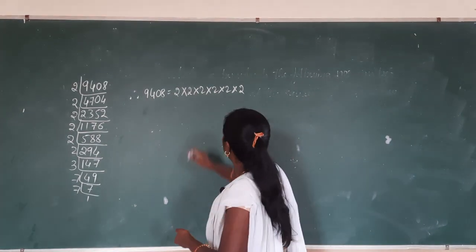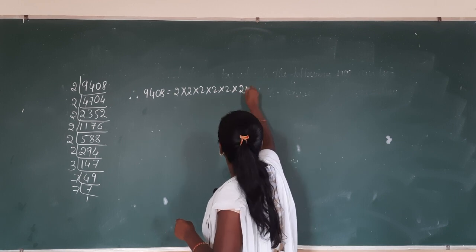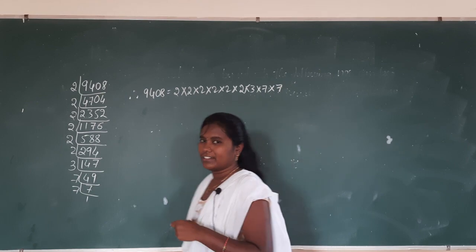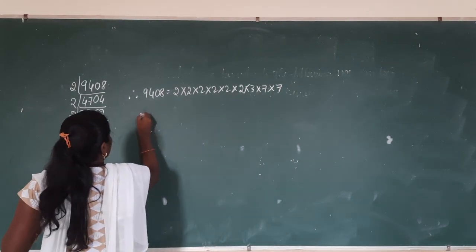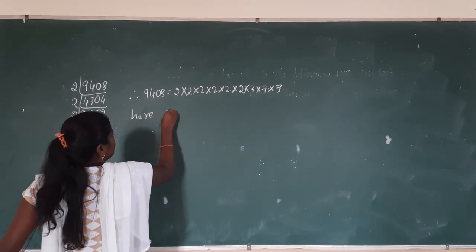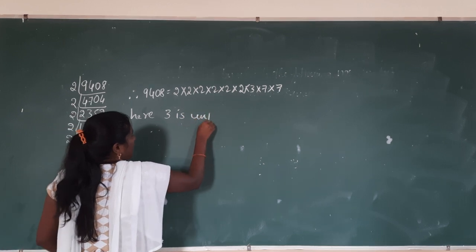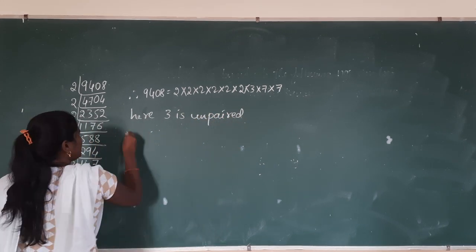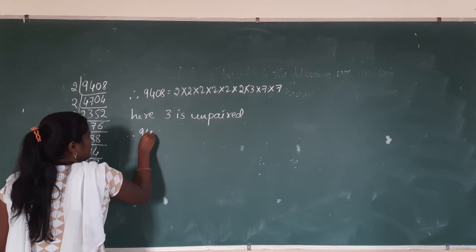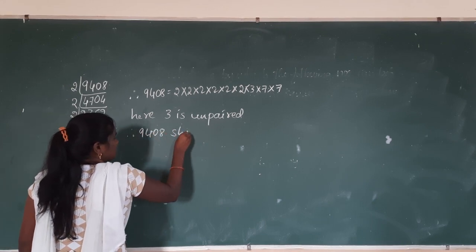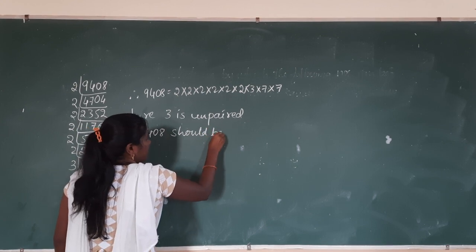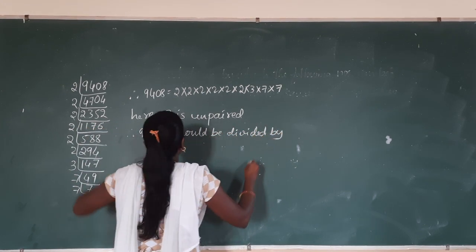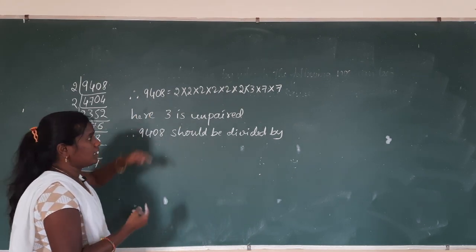Okay. So it is 2 into 2 into 2 into 2 into 2 into 2, then it is 3 into 7 into 7. Here 3 is unpaired. Yes, here 3 is unpaired. Therefore, 9408 should be divided by what? It should be divided by 3.